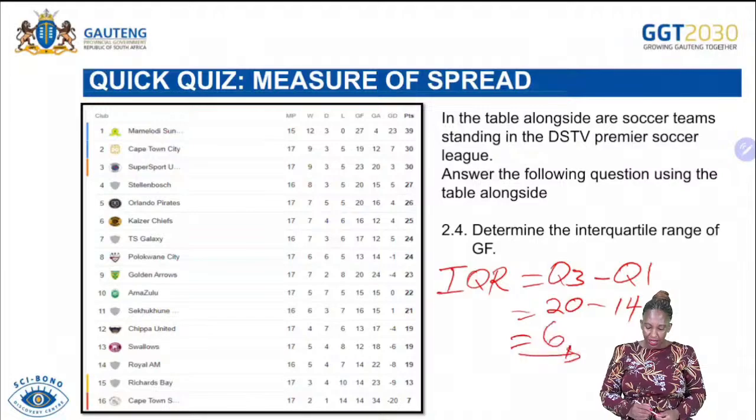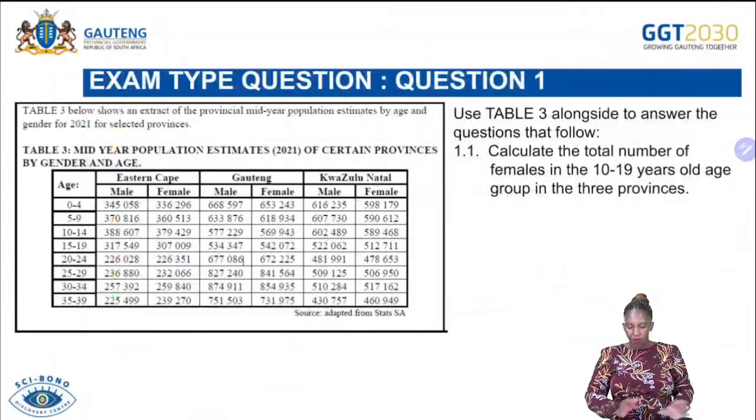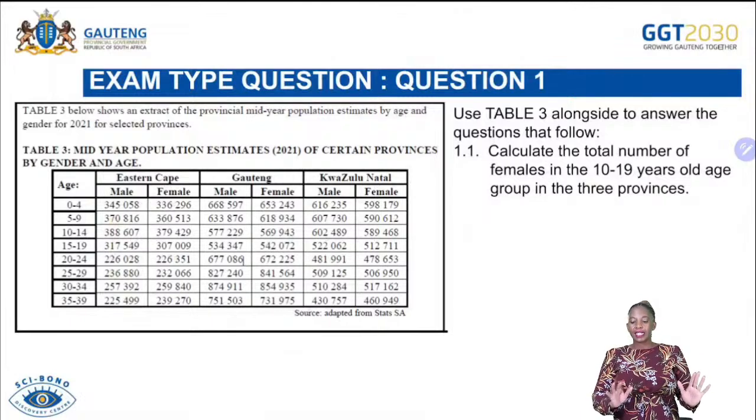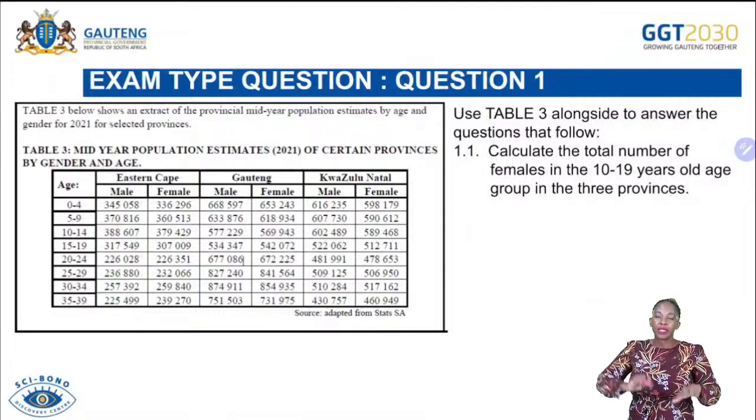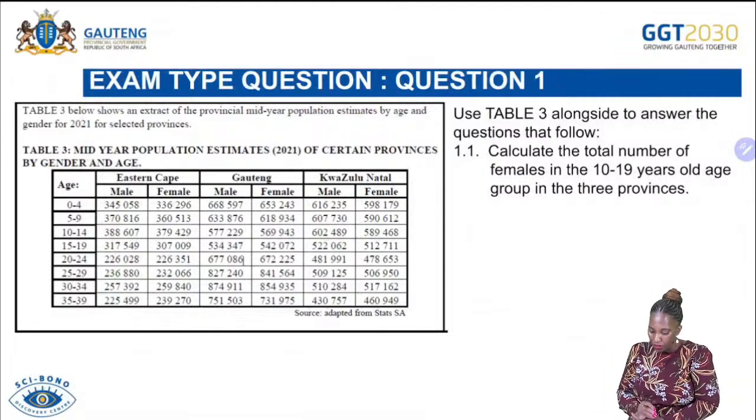So boys and girls, can you see the information is there? You don't need to scratch your head. You don't need to think, because already the information is given. Now let's do the exam type questions. We have done the quick quiz, the practicing one. Now let's quickly go into the exam type questions.